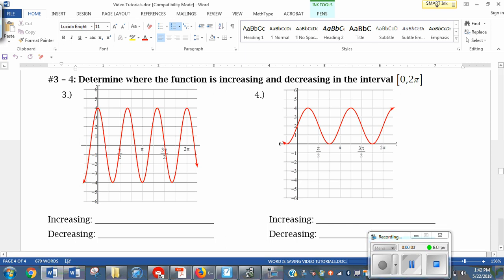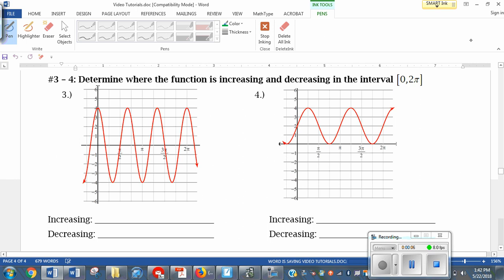Alright, so we are going to save a little bit of time in the next video. We're going to skip number 3. We're going to work on number 4. Number 4 is asking us about increasing and decreasing.